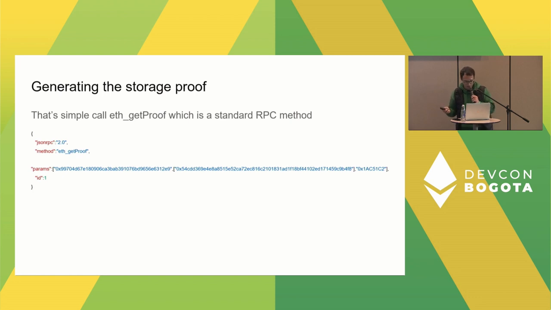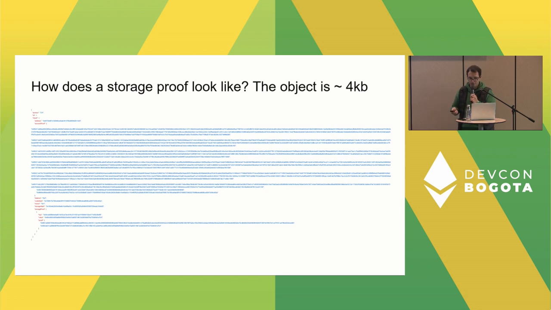Let's call this method. By the way, you might have a question: how do we deal with this method on non-EVM chains? Because, for example, on some specific rollups, this method is not supported. Actually, it's not a big deal, because if you think of it, we just need the database, and on top of this database, we can literally build this method. We just need to know how the storage is constructed. Okay, this is the proof. It looks scary. It is scary. This entire object is 4 kilobytes of data.